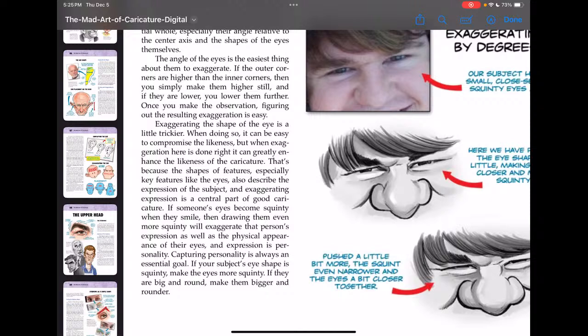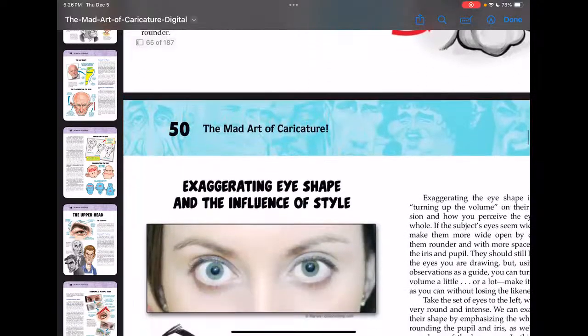So essentially, when it comes to caricature, you're exaggerating the personality via making expressions more angular, making expressions bigger, really capturing a person's personality. And I think that's something I need to do better with my work. I need to capture personality better in my work.